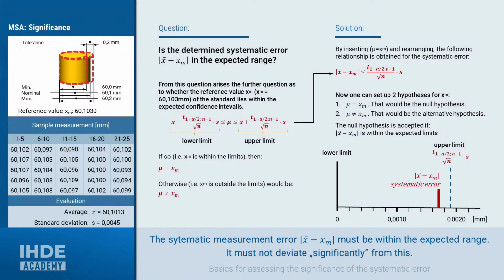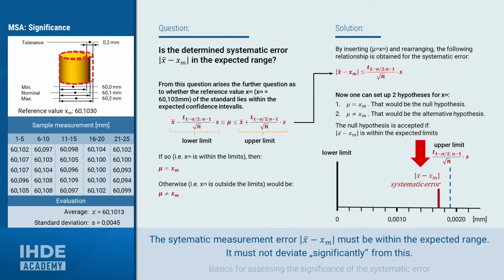Substituting xm and transposing the formula, we get the following relationship. The left part of this equation is the systematic measurement error. Now, two hypotheses can be put forward. The first hypothesis is that the reference value xm is within the confidence interval and therefore μ is equal to xm. This is called the null hypothesis. If the first hypothesis is not true, then the alternative hypothesis applies, that μ is not equal to xm.